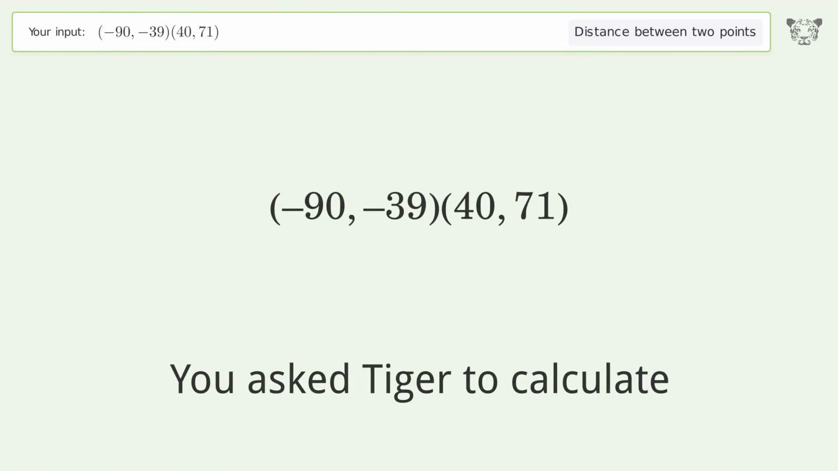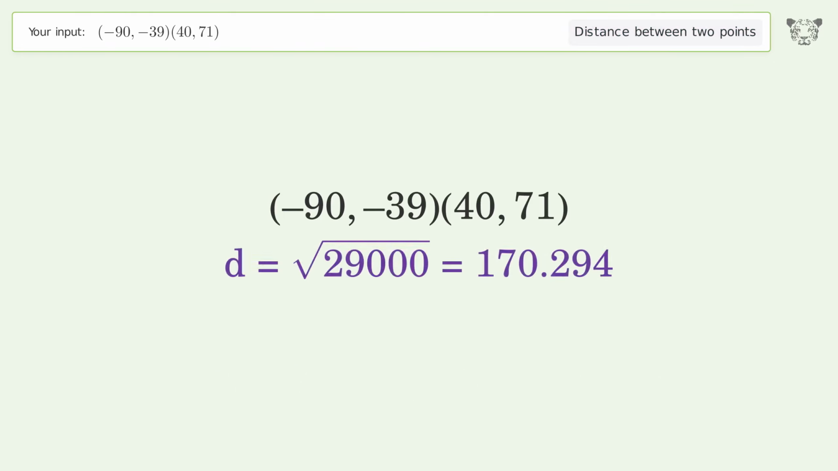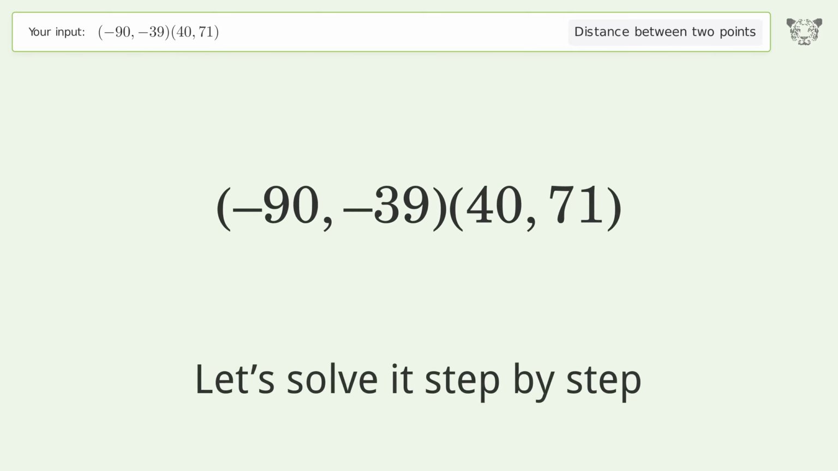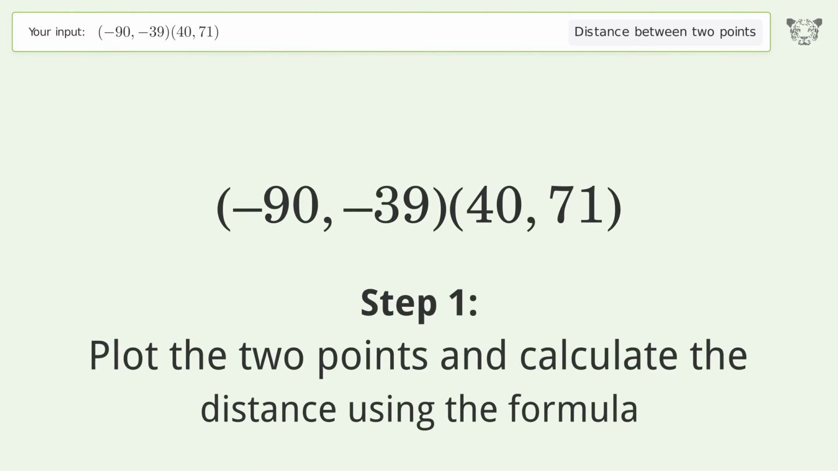You ask Tiger to calculate. This deals with the distance between 2 points. The distance between the 2 points is the square root of 29,000, or 170.294. Let's solve it step by step. Plot the 2 points and calculate the distance using the formula.